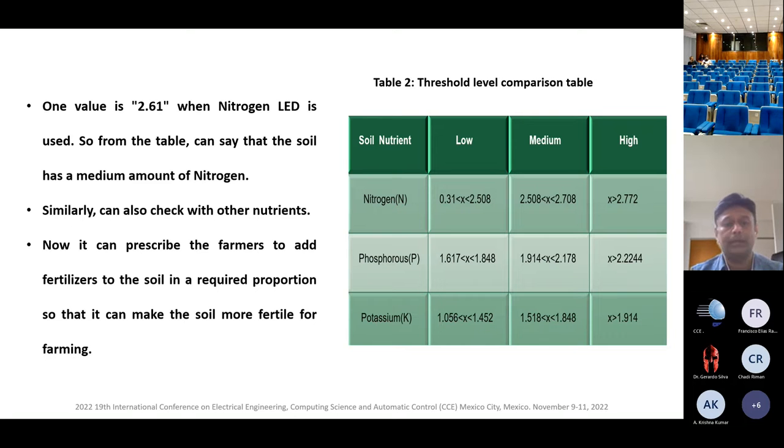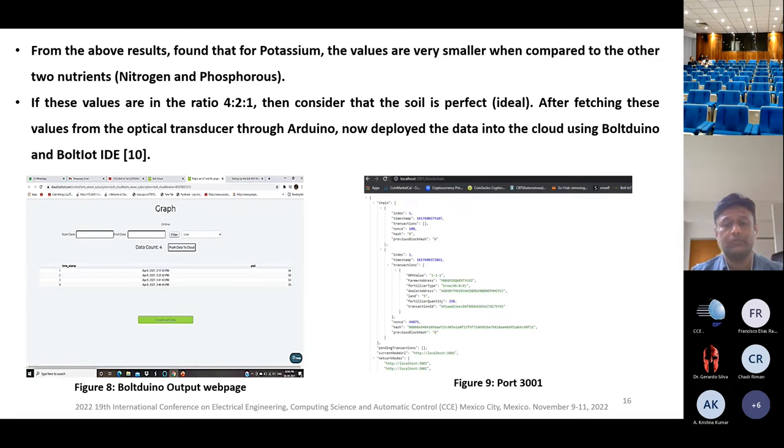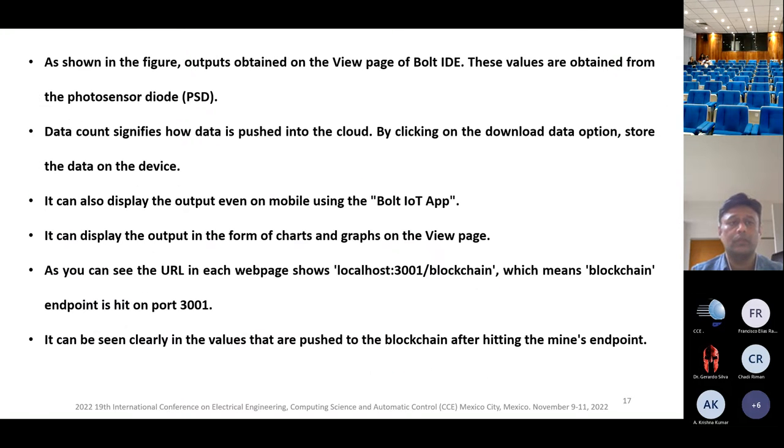So in this way, we have designed this app, and these are the screenshots which are connected to the web page through port 3001. Various ports are connected. Here, generally, when the values are in the ratio of 4 to 1, then we consider the soil to be perfect, that means ideal. In that case, the fertilizer will not be supplied. That is the complete agriculture system, which utilizes IoT and blockchain technology.